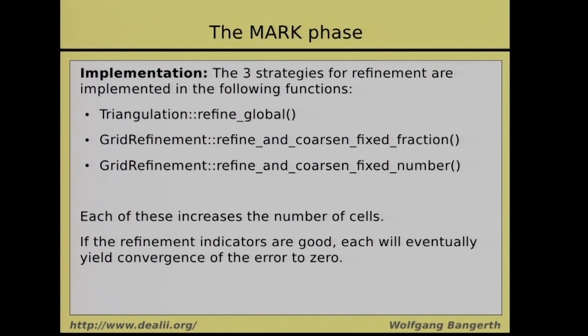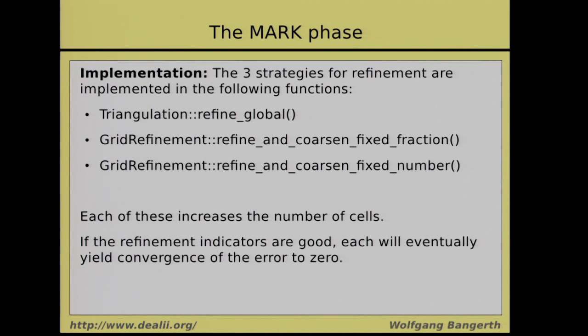So to give you a little bit of context, in deal.II, the three strategies that I told you about are implemented in the following functions. The triangulation has a function called refine_global that takes as argument the number of global refinement steps that you want. And if you want to use the second and third, so the fixed fraction and the fixed number strategy, then there are functions in a namespace called GridRefinement, and these functions are called refine_and_coarsen_fixed_fraction and refine_and_coarsen_fixed_number. So fixed fraction refers to the fraction of the error, and the fixed number refers to a fixed number of cells, which are given again as a fraction of the total number of cells, but not as a fraction of the total error.